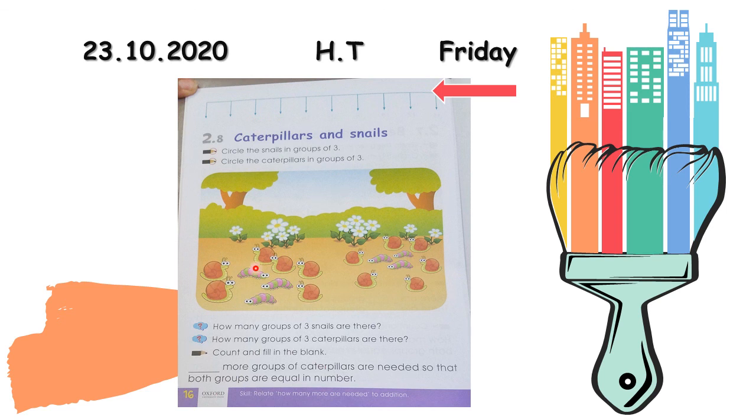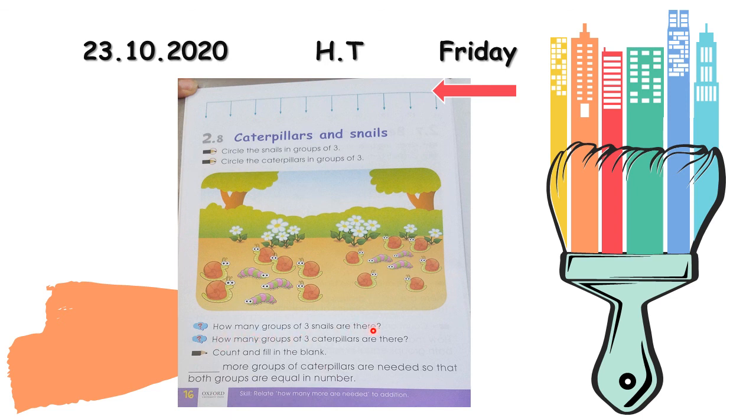Then come to the caterpillars. They are saying circle the caterpillars in groups of 3, and circle them together, and here circle them together in one group. Now they are asking how many groups of 3 snails are there.